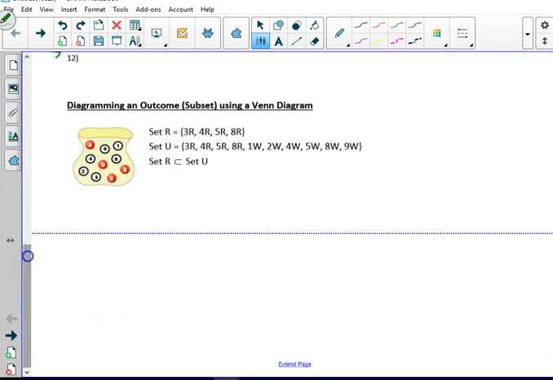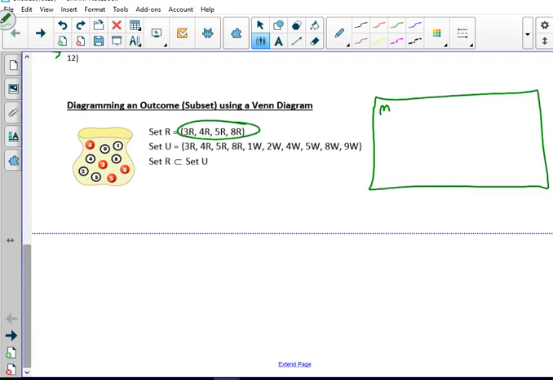So here we go. Looking at this, diagramming an outcome. So we're going to make our box. I'm going to put an M for marbles. Now, we're talking about this subset of red marbles. So I'm going to start off with that and actually make those a subset. And it's 3, 4, 5, and 8. And those are my red marbles. Represented here, here, here, and here.